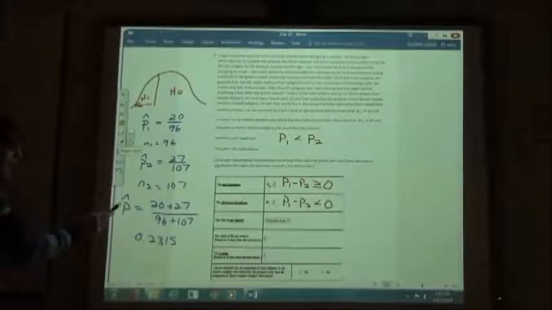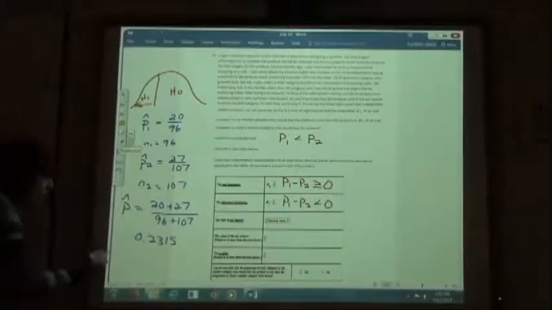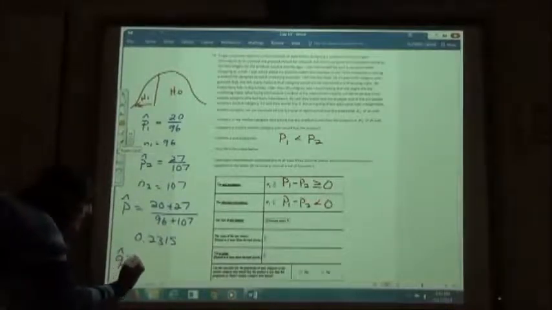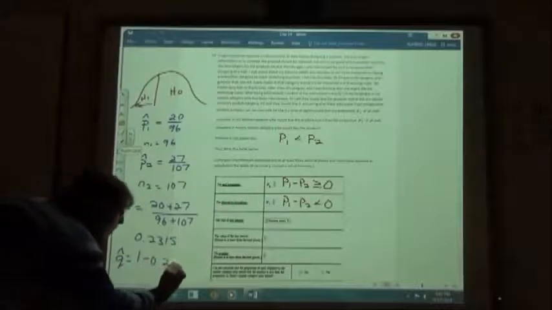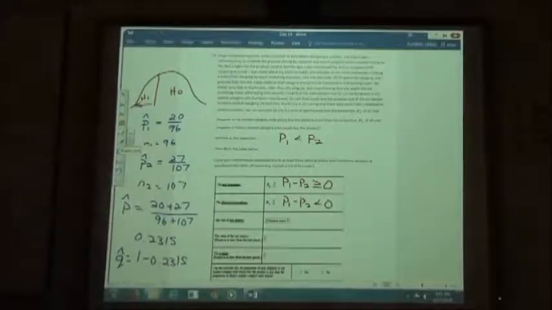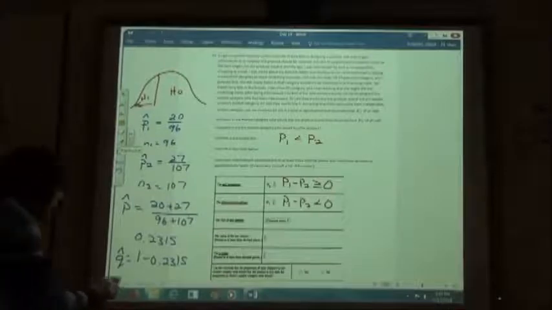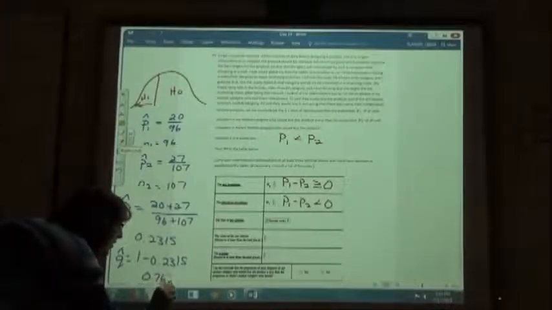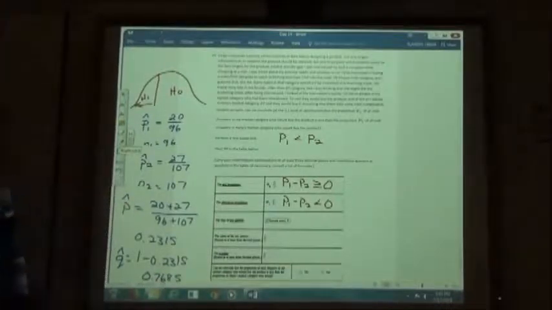All right. P hat is 0.2315, which means q hat is 1 minus that number. So if we do 1 minus 0.2315, we get 0.7685.